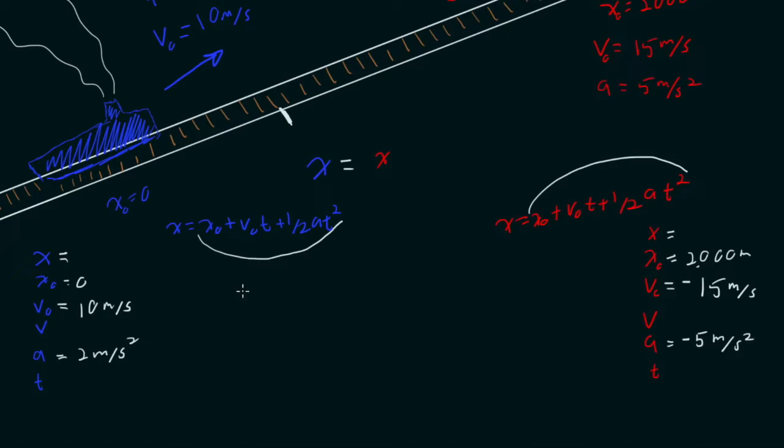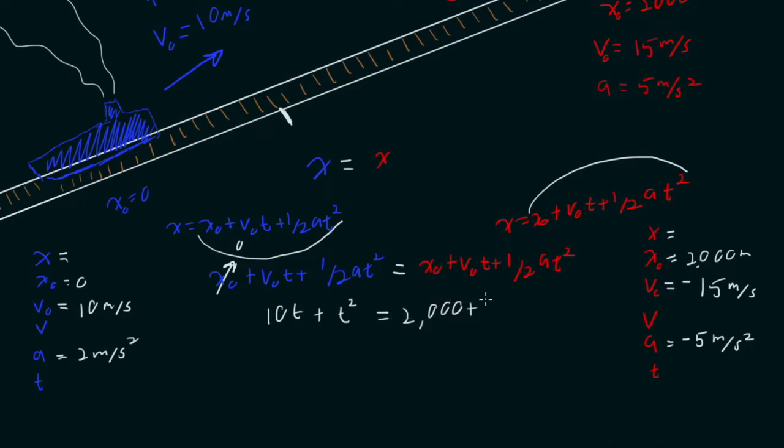So let's do that. And then let's get rid of any zeros, since x naught is 0. And then v naught t, that's going to be 10t, plus 1/2 of 2 is going to be 1, so we'll just drop that. It'll be t squared. Then on my right side, my x naught will be 2,000, plus v naught t, which is negative 15t, plus 1/2 of a, which is negative 5, that'll be negative 2.5 t squared.